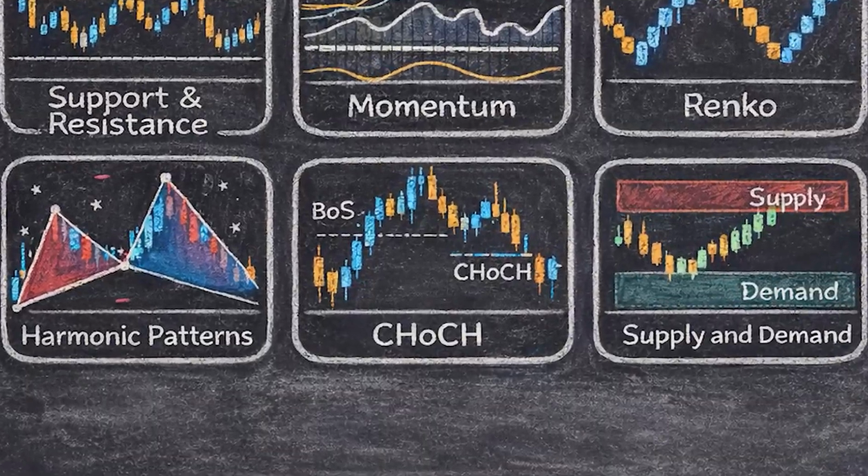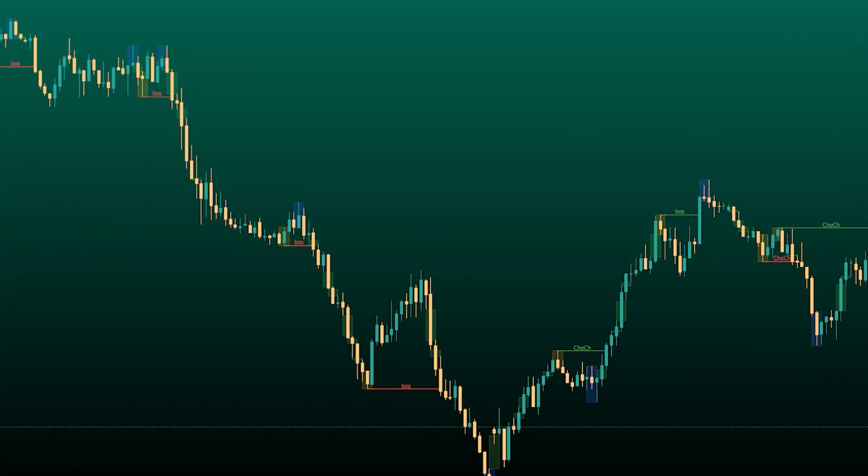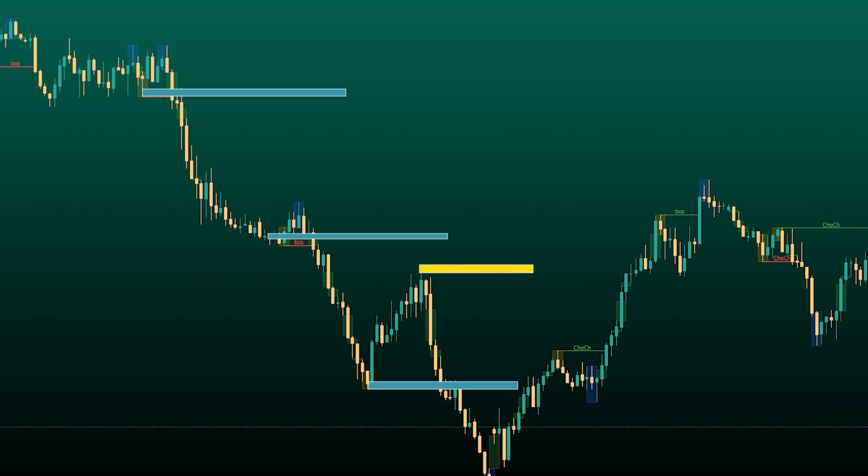Break of structure and change of character. The market leaves clues before every move. You just need to understand the structure. Break of structure means the trend is continuing. For example, in an uptrend, price breaks a previous high or a low. Change of character signals a potential reversal. It happens when the market breaks structure in the opposite direction.